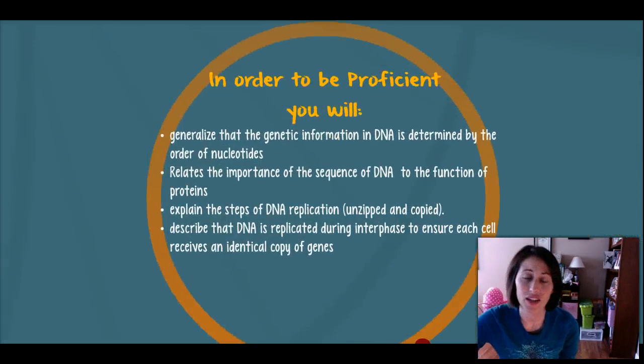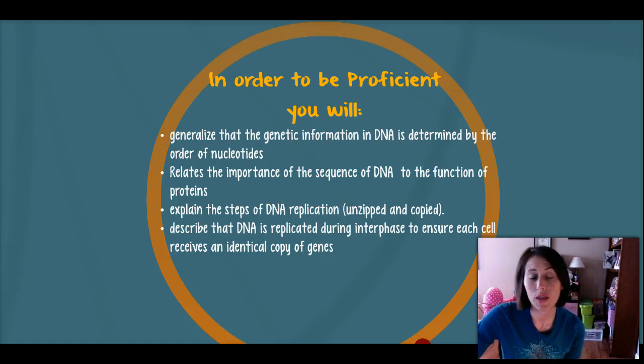Before we get started, I just want to make sure that you know what your expectations are for this unit. You need to be able to tell me that the genetic information that is DNA is determined by the order of nucleotides, so the sequence that the DNA is in. You need to be able to tell me why that sequence of DNA is important to the function of the protein. You need to be able to tell me the steps of DNA replication, so how it's unzipped and how it's copied and the whole process. And then you need to be able to describe to me that DNA is replicated during interphase, which is part of the cell cycle.